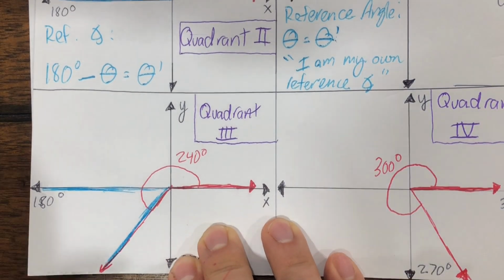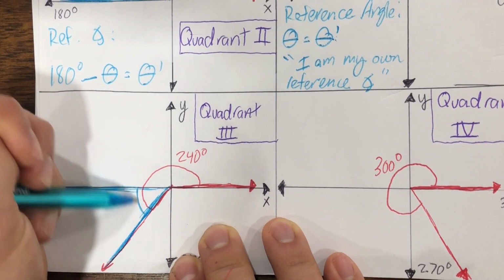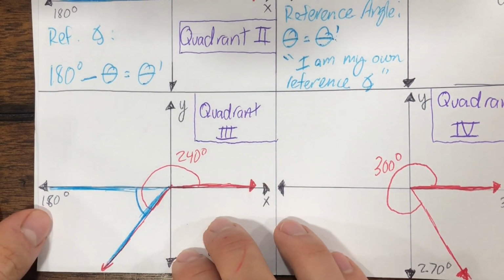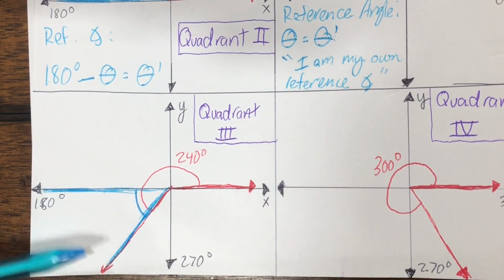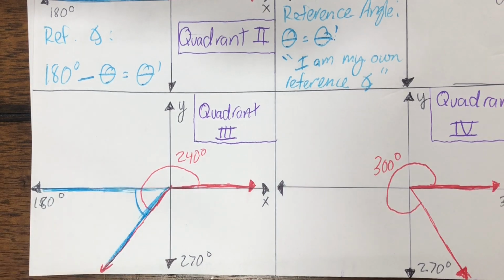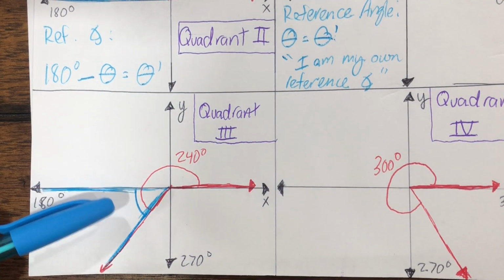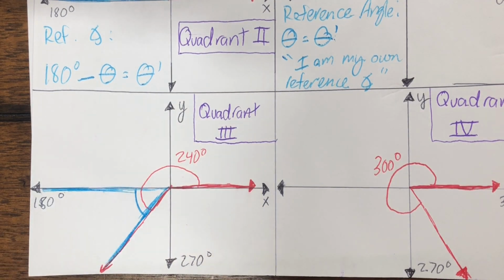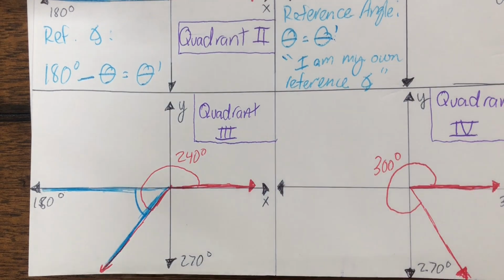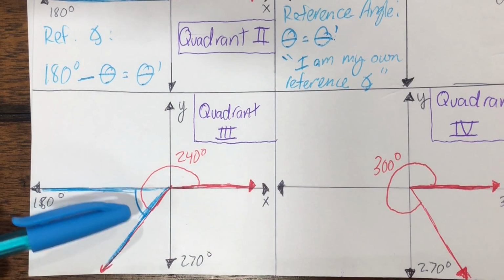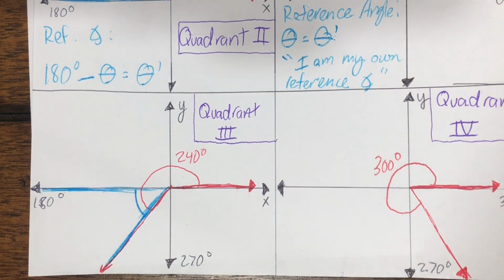All right, so this over here is going to be my reference angle. We see that this angle is included within the 240 degrees. So now I need to figure out what is the measurement of the reference angle over here? We see that this angle is within the 240 degrees.